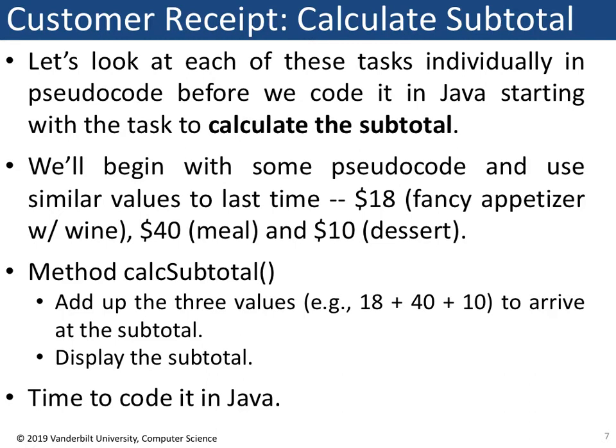This calculate subtotal is going to add up the 3 values, and it's going to display the subtotal. And that will accomplish exactly what calculate subtotal is supposed to do. So it's not very complicated, but we have fully defined exactly what we expect from our method in pseudocode. Now let's convert this pseudocode into Java code.